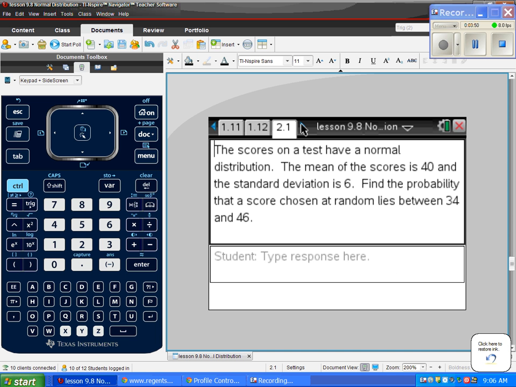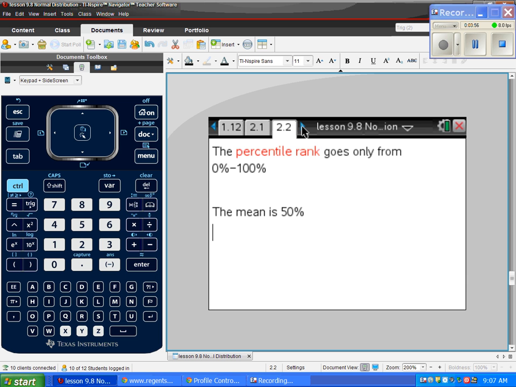Okay. We'll come back to this one if we have time, but the first slide, that 2.1, is just going to be a kind of review question. We already did that in the homework.